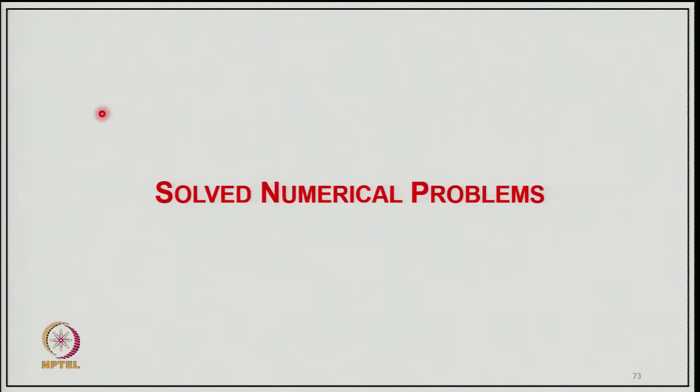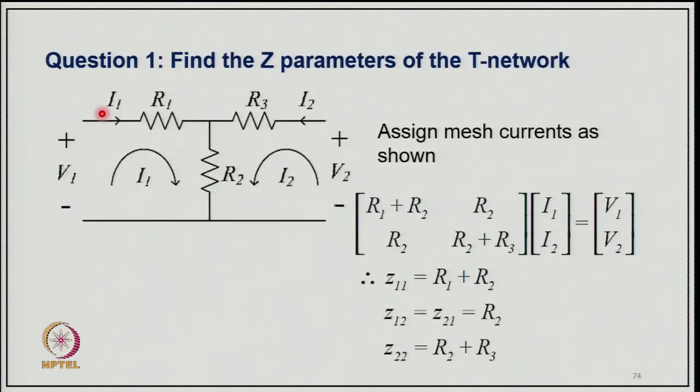And now, coming to some solved examples, solved numerical problems. Starting with question 1 as example 1: find the Z parameters of the network. Here we have a T network with R1, R2 and R3, with V1 and I1 as input voltage and current, and I2 and V2 as output. So we can write the equation by mesh current analysis as R1 plus R2, R2; R2, R2 plus R3, times I1, I2 equals V1, V2, from these two loop equations.